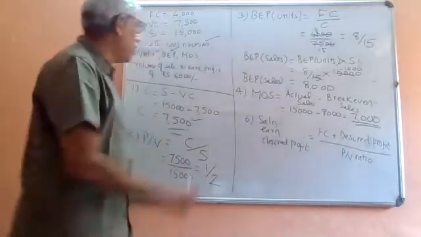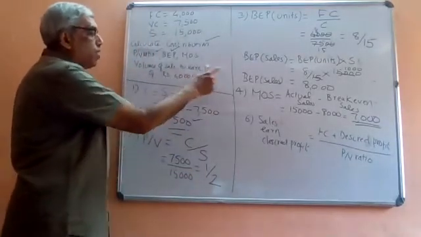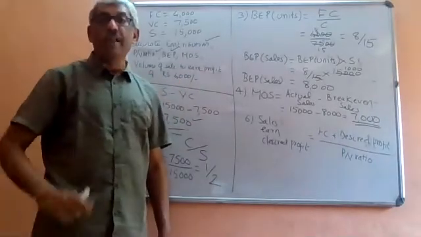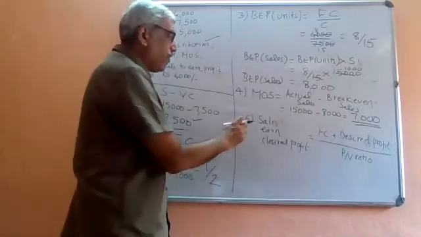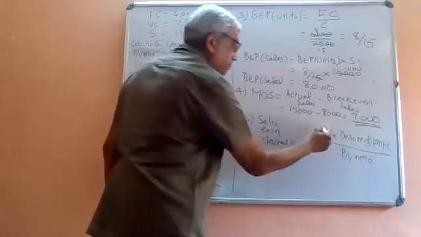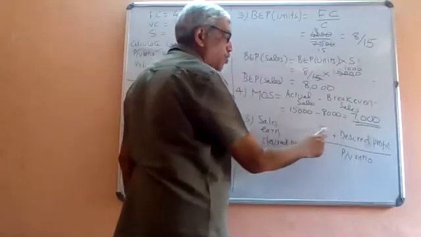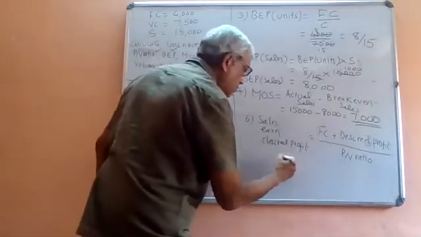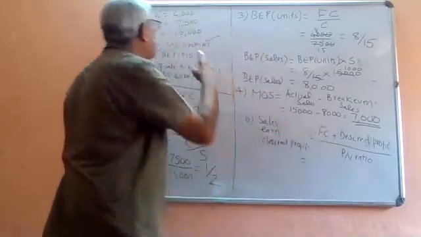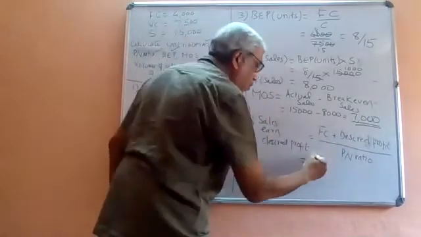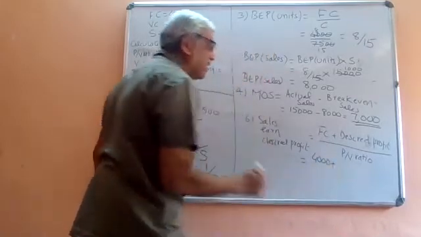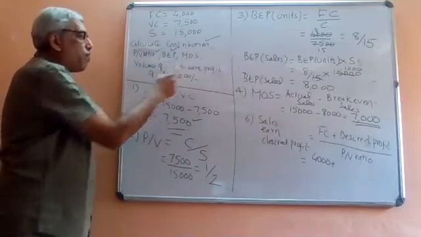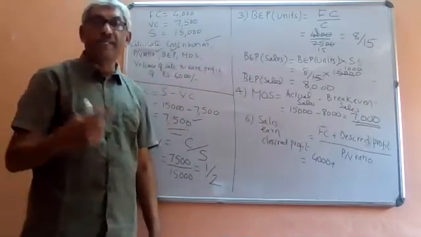Now the last thing. You have to calculate volume of sale to earn profit of rupees 6,000. Suppose you want to earn profit of 6,000, what should be your sale? We can use this formula: sales to earn desired profit is fixed cost plus desired profit divided by PV ratio. Fixed cost is 4,000. Desired profit is 6,000.